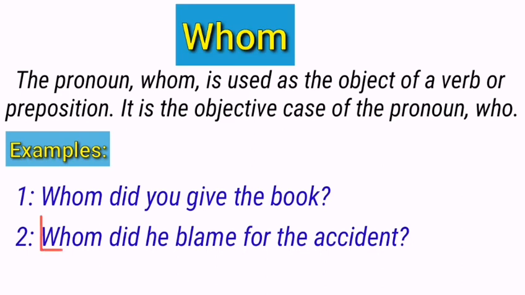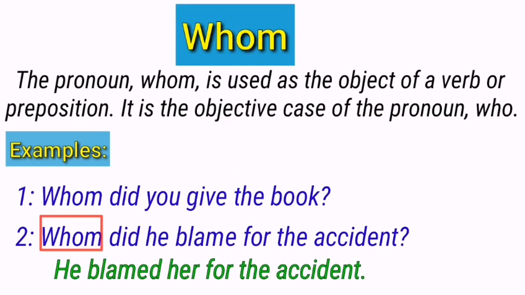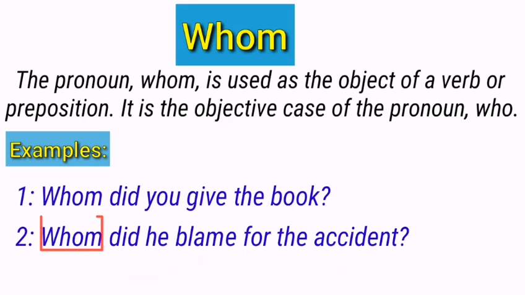Again, here the word whom is a pronoun which functions as an object of this sentence. If you want to find out how it works here as an object, then answer this question and replace it with another object pronoun. Like, whom did he blame for the accident? The answer is, he blamed her for the accident. You can see here the object, her, can replace it. So, definitely, it is the object of this sentence.